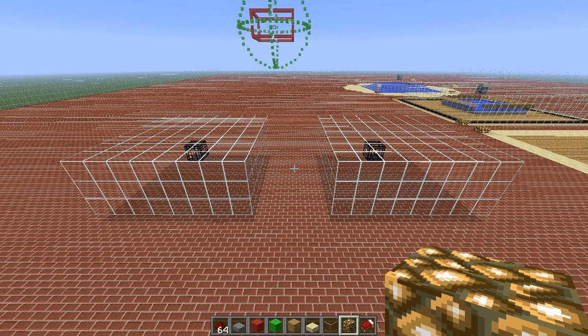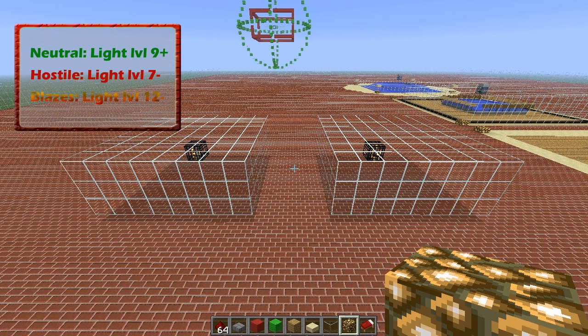And the differences between light levels are: a passive mob spawner, which you'll not see in survival, by the way, will only spawn mobs at light level 9 plus, that means level 9 and above. Overworld hostile mobs, or any spawner you will find in the normal world, will spawn monsters at light level 7 or below. And the blazes that spawn from the blaze spawners in the nether will spawn at light level 12 and below.